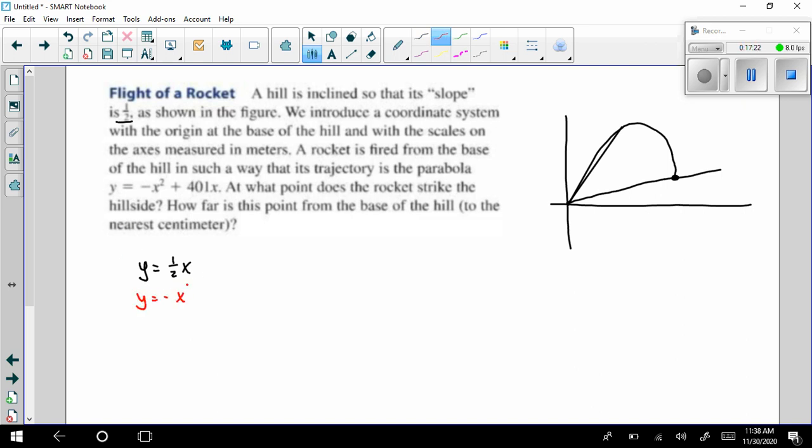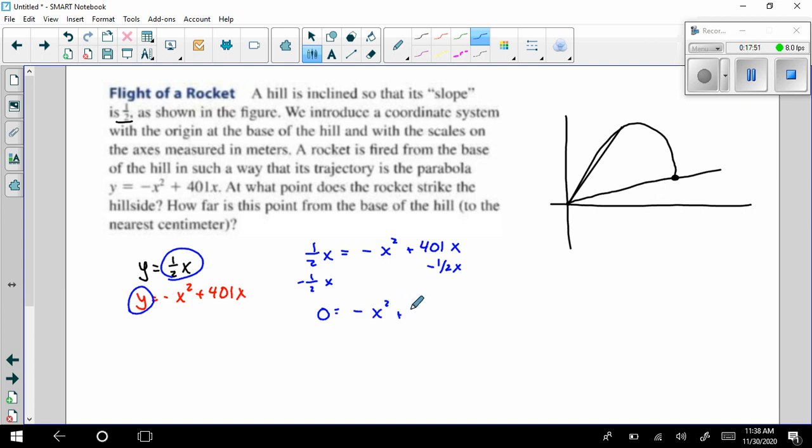It gives you the other equation, y equals negative x squared plus 401x. We can just use straight substitution here. This can go here. So 1/2 x is equal to negative x squared plus 401x. I'm going to just subtract that from both sides. And we get 0 equals negative x squared plus 400.5x. I was going to multiply all of this by -2 just to make it a little bit easier on myself.